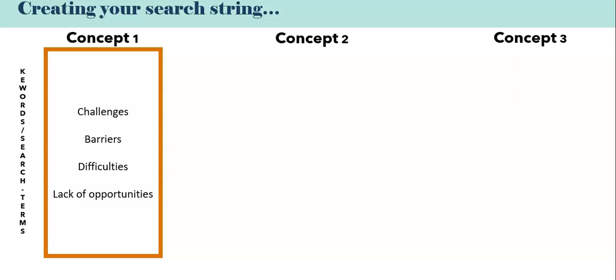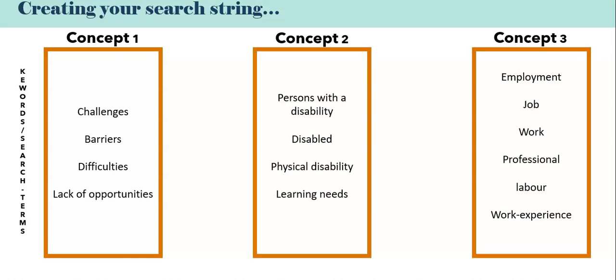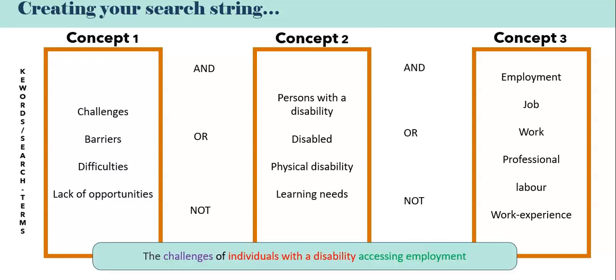We're going to have a look at how you can then create a search string to use when searching within library search or within academic databases. So firstly, we're going to identify our concepts, which is concept 1, concept 2, and concept 3. And these concepts derive from our research question, which is the challenges of individuals with a disability accessing employment.